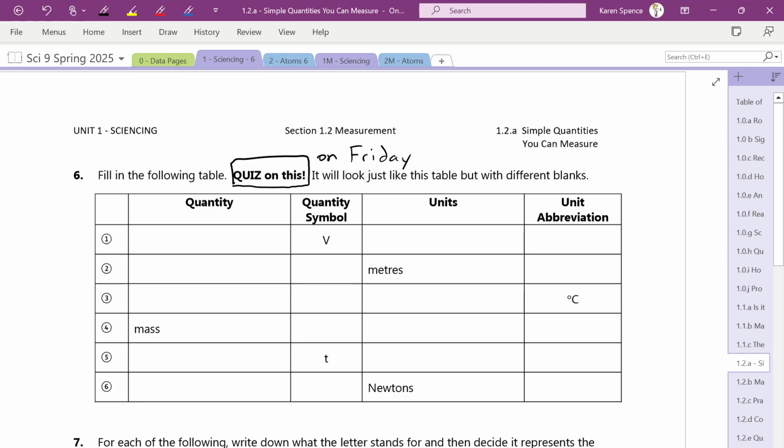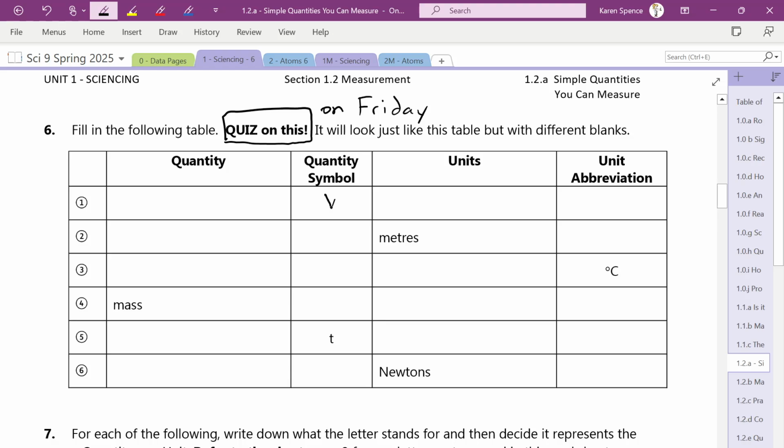Do you see how you've got one thing in every single column or in every single row? Shall we fill this one in together? Yes? Okay. So we have a quantity symbol, capital V. What is our quantity? Volume. What is the unit for volume? Liters. And the unit abbreviation is L. Big or little? Big, big L.